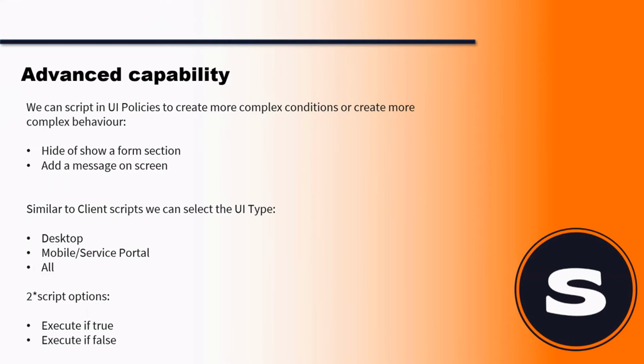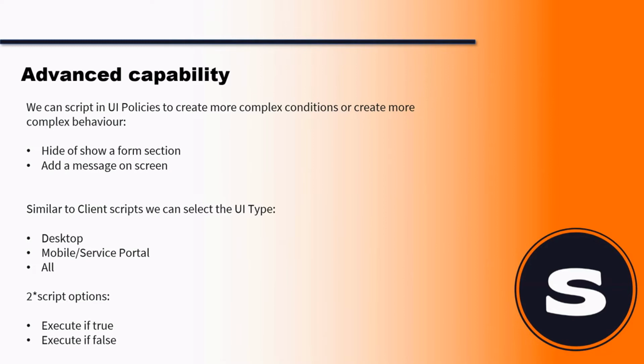UI policies are very much configuration low code. You've got your predefined outcomes. You've got your making fields read only, mandatory, visible. They're all predefined. But we do have advanced capability that allows us to do some more complex behavior with scripting. And examples of that might be you want to show or hide a form section or add a message on a screen, just like you could with a client script.